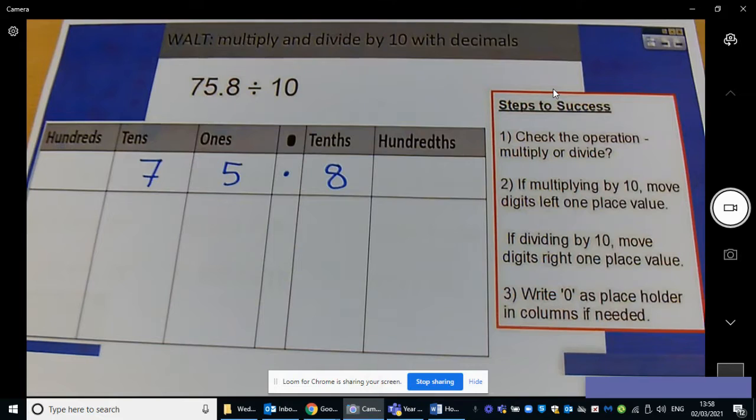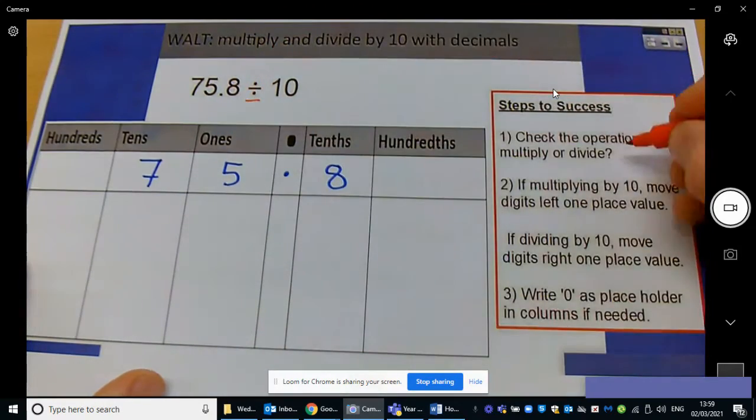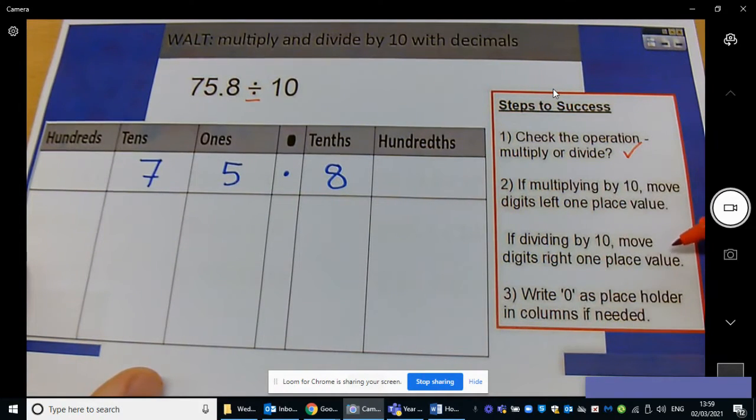Okay, let's see how you got on with that one. So are we going to be multiplying or are we going to be dividing? We are dividing. So we don't need this step here. We can go straight on to this part.